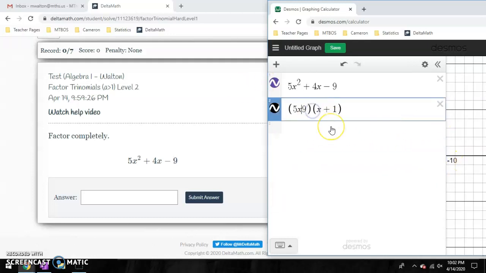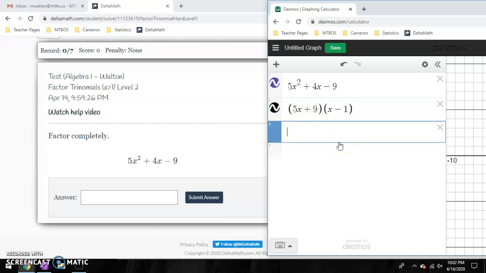All right, so I'm going to go ahead and just flip these around. Let's do +9 and -1. All right, now let's go ahead and check this. This is actually looking a little bit more promising. 5x times x is 5x squared. 5 times -1 is -5x. 9 times x is positive 9x. And 9 times -1 is -9.